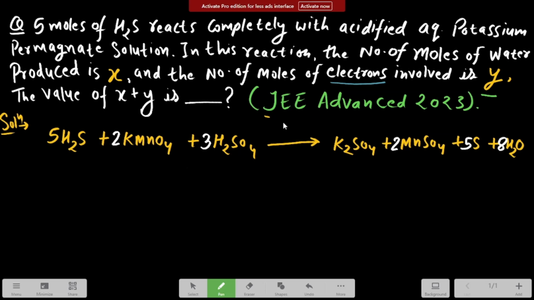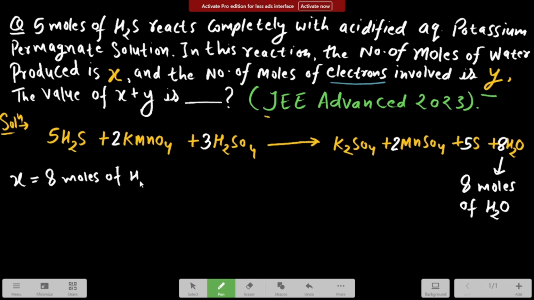So the question is asking about the number of moles of water produced, X. If you see from the balanced equation, we already got 8 moles of water. So our answer for X is 8 moles. Okay, 8 moles of water we already got. Now we need to find the number of moles of electrons involved in this whole equation.